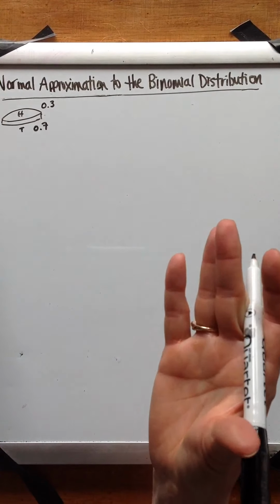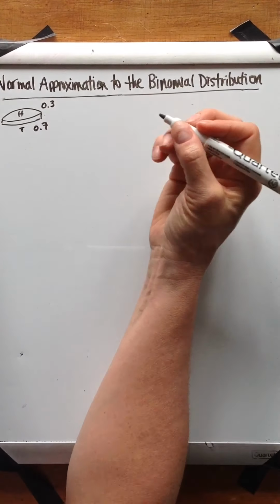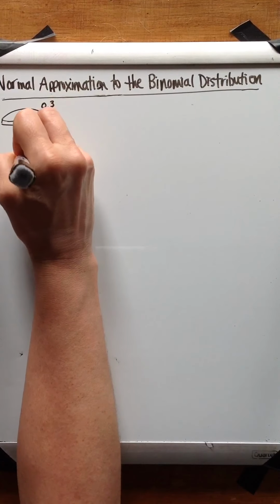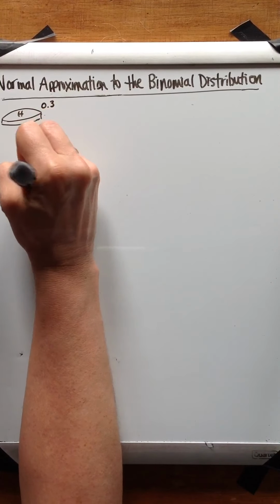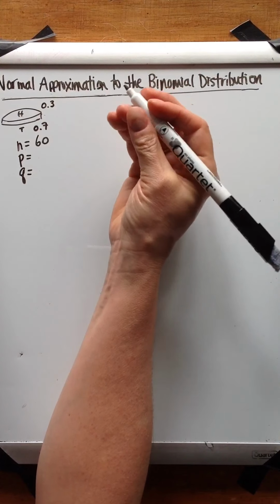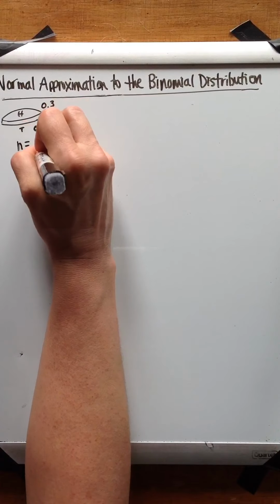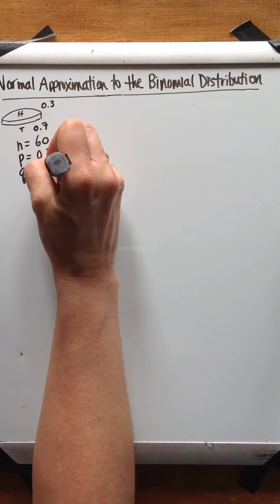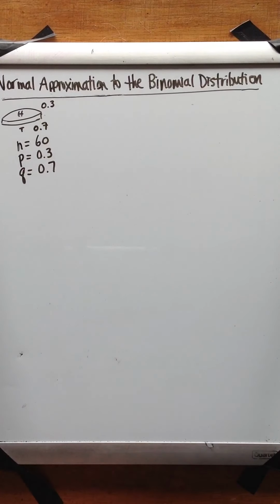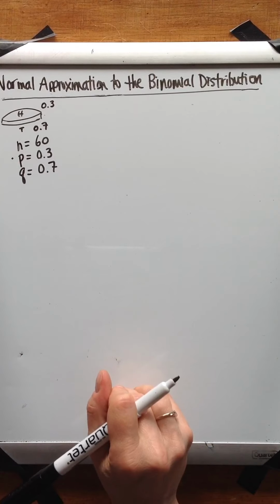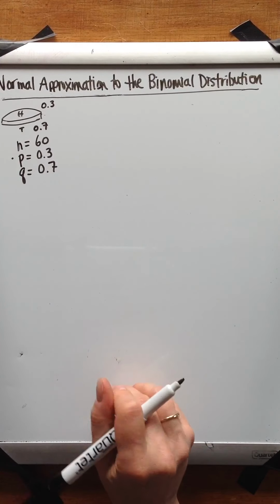Regardless of which of those questions we answer, we have some prep work to do. Because it's binomial, we need to look at what is our n, what is our p, and what is our q. So number of trials is 60. Probability of getting a head is 0.3, and our probability of getting a tail then is 0.7. And of course, we're interested in getting heads, so we're going to define heads as the probability of success, or the thing that we want.